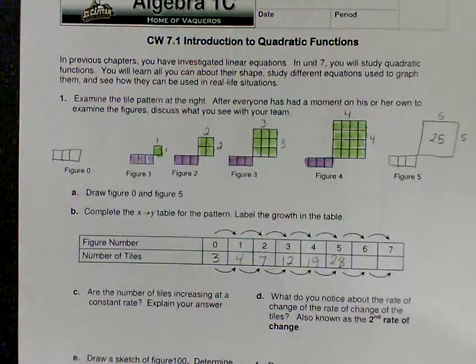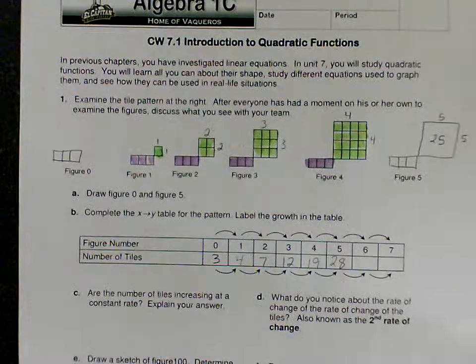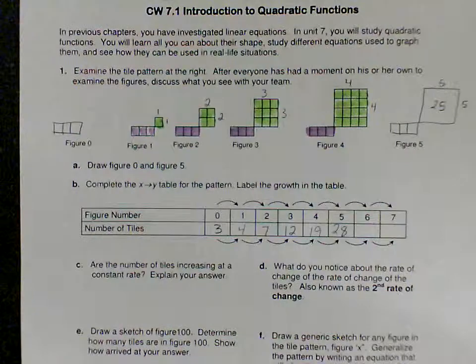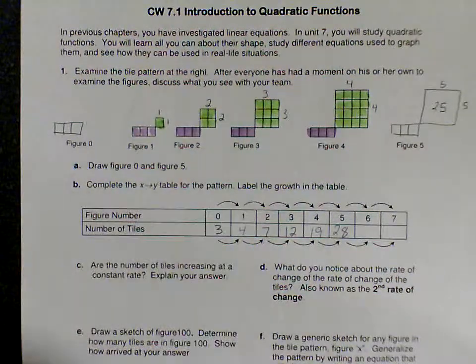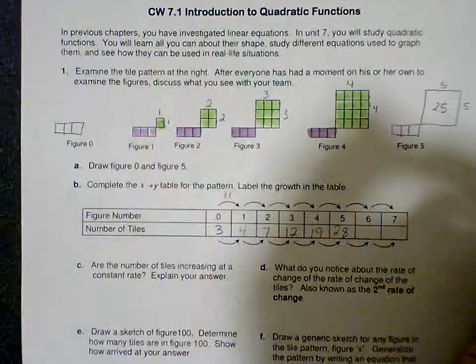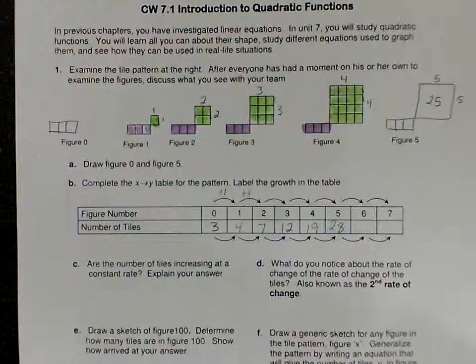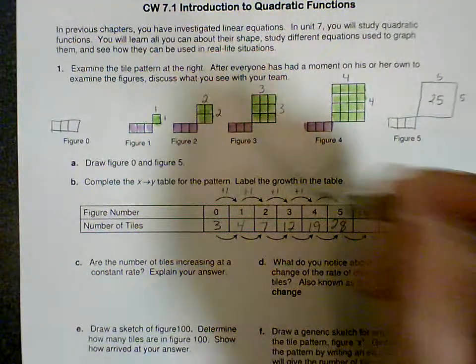Figure 6, any ideas what that would be? And if you can complete that, go ahead. Otherwise, we're going to take a look at the patterns here. So my figure number, how do I go from 0 to 1? Plus 1. How do I go from 1 to 2? Plus 1. So this is going to keep increasing by 1 each time.